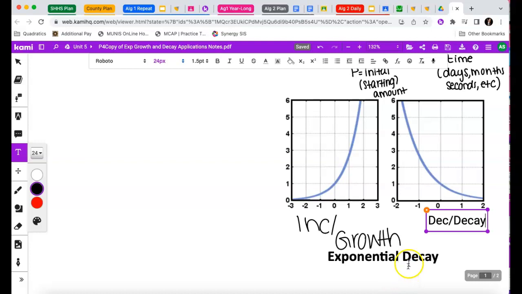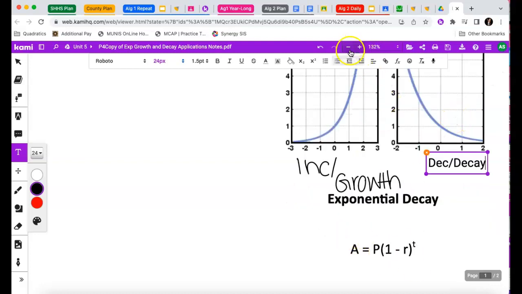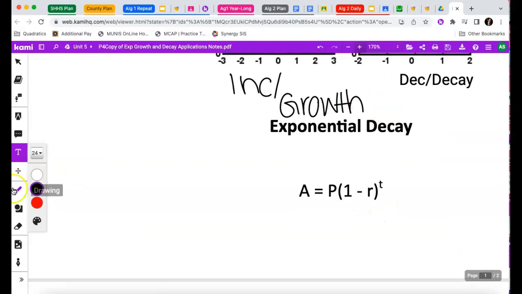Decreasing, DEC, and then decay starts with DEC as well. So that's a good way to remember that decay means to be decreasing. So we're going to label each one of the parts of the equation. They're exactly the same as our growth equation.